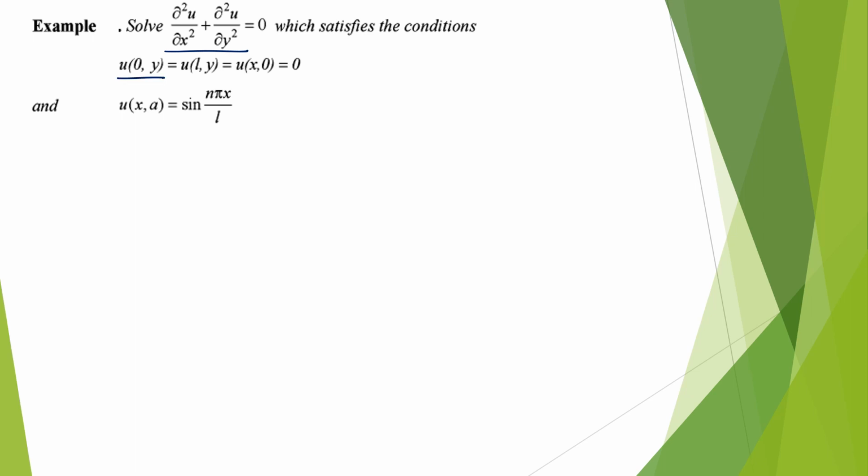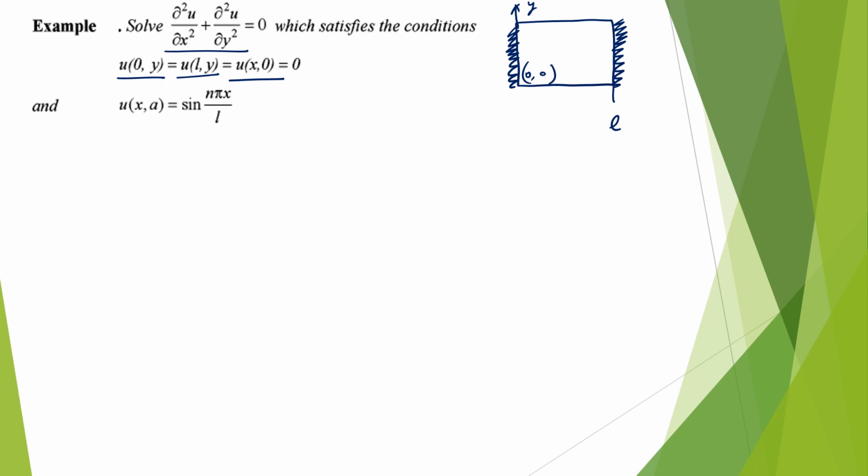Now to solve the example, the problem is to solve this equation which satisfies the conditions u(x,y) = u(l,y) = u(x,0) = 0. That means if we consider this as a 2D problem, this is the origin, then u when x is 0, at the y-axis, is 0. Over here it is 0. When x is L, that means we consider the length of the model is L, and y is varying, then this edge is also at 0.